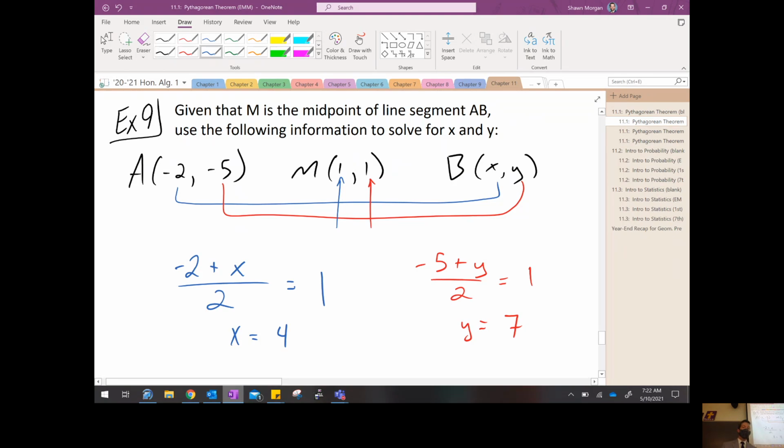Okay. Now, another way of working this would be to say, well, you know what? Let me graph this out. -2, -5. I go 2 to the left, 5 down. Right? And then 1, 1. I go up 1 and to the right 1. There's my midpoint. There's my end point. And to think, okay, well, this line segment is going to extend in that same direction. I'm going from A, I'm going up and to the right to get to M.